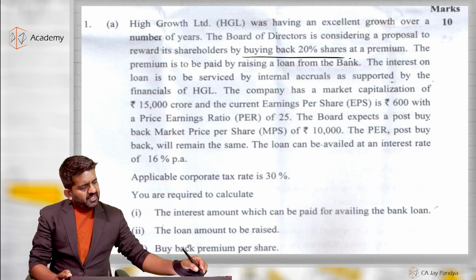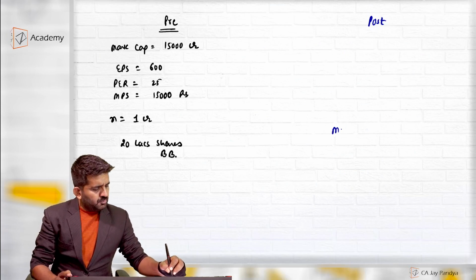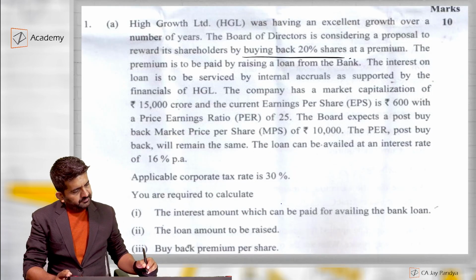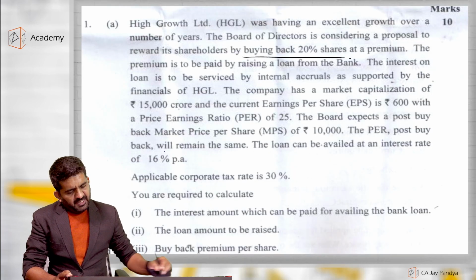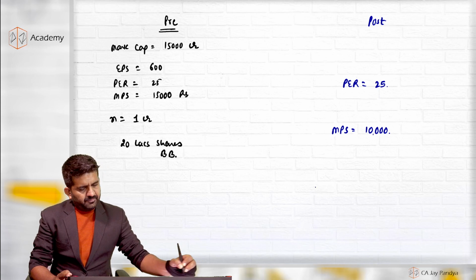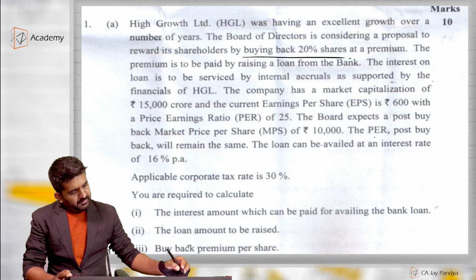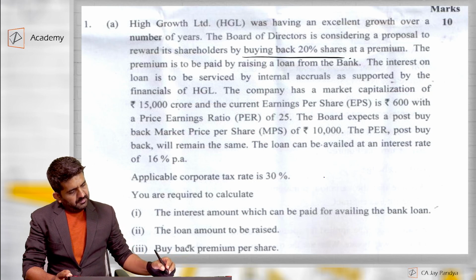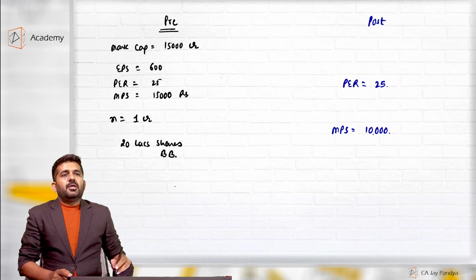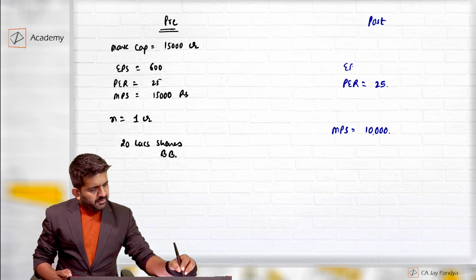The board expects a post buyback market price of the share of rupees 10,000. So post MPS will be 10,000. That is very clear. And PER post buyback will remain same. So PER is going to remain 25. The loan can be availed at an interest rate of 16% and corporate tax rate is 30%. Now let's try to calculate. And in this scenario, EPS will be reduced to 400.